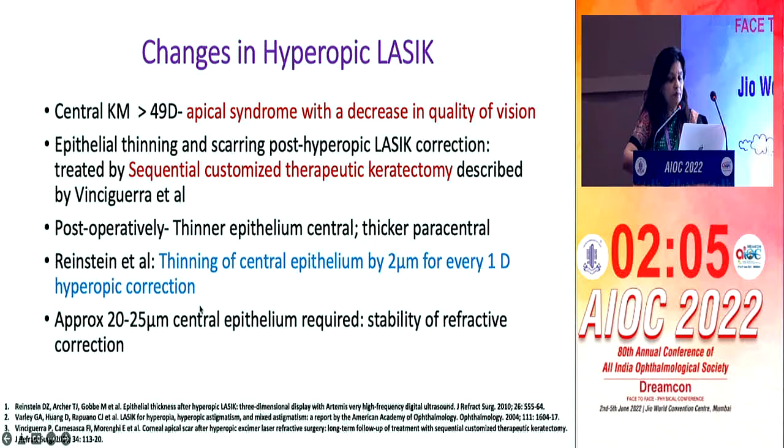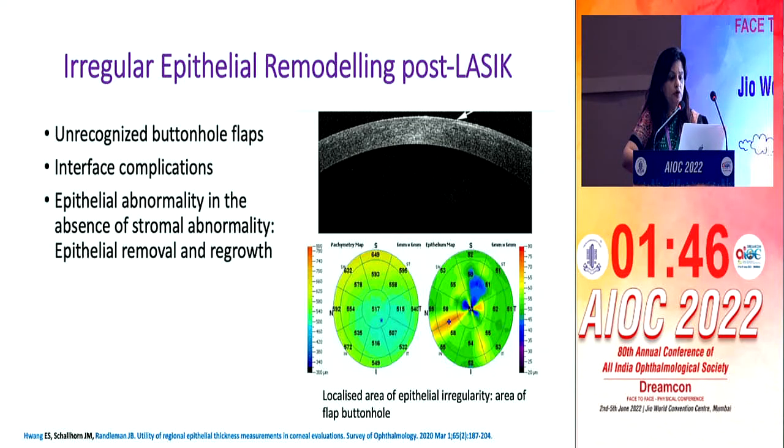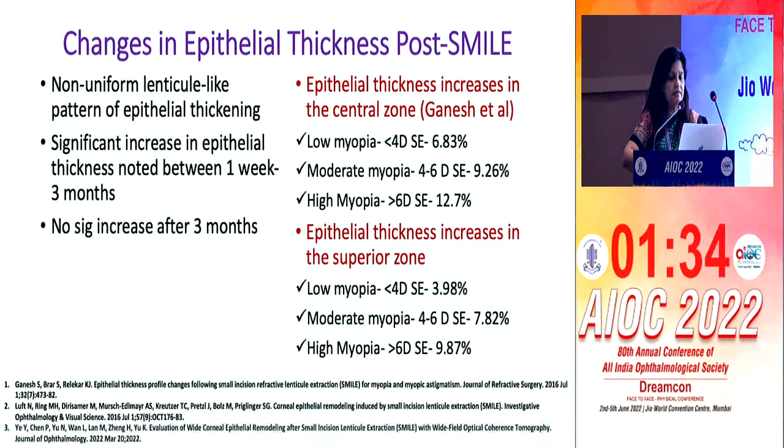In the hyperopic LASIK, like I said earlier, there is going to be an apical syndrome with decrease in the quality of vision. And the treatment for these cases is sequential customized therapeutic keratectomy. And Rinstill has clearly shown that there's thinning of the central epithelium by 2 microns for every 1 diopter of hyperopic correction. Now then you can have irregular epithelial remodeling post-LASIK. This is in a case of buttonhole, and the epithelial map has become very variable with thinning at some areas and thickening at other areas.